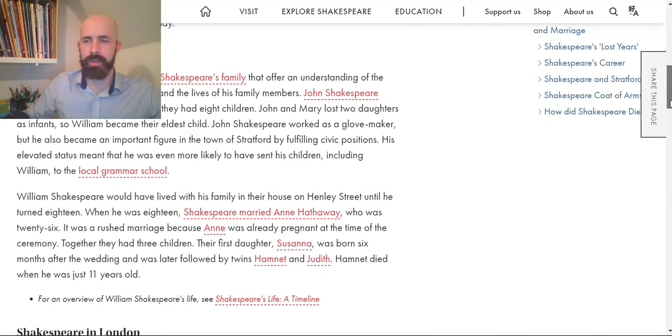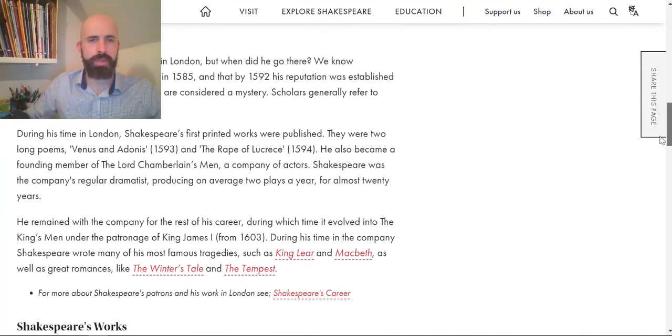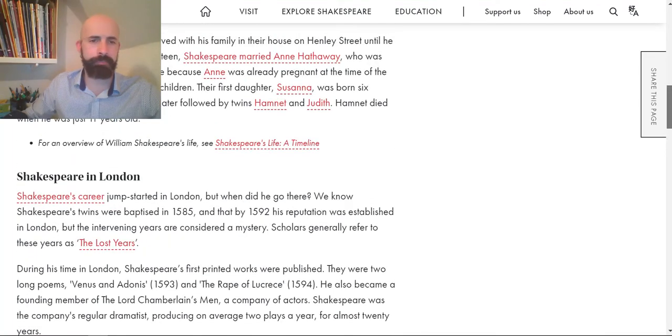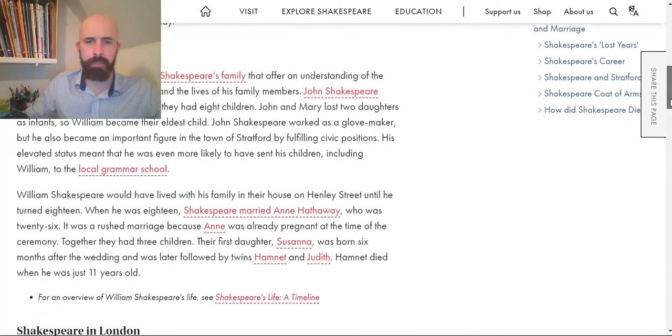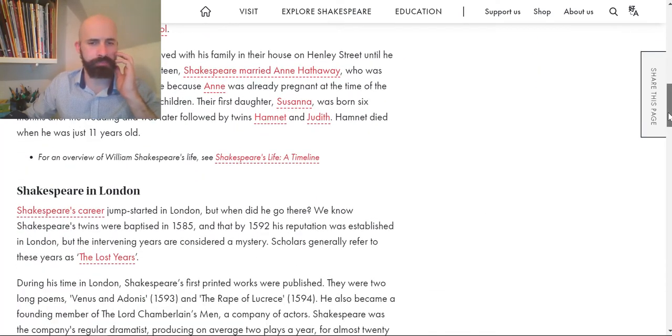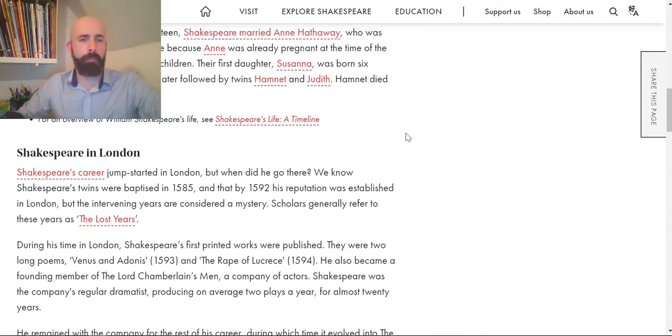But small town life really wasn't for Shakespeare. And he basically upped and left around about the age of 21, 22, I believe it was. I wonder if we can get a reference here. Yeah, early 20s. And went to London. And we call this period between his early 20s and around about 30 the lost years. There's even been a film called Shakespeare in Love, which was all about these lost years.